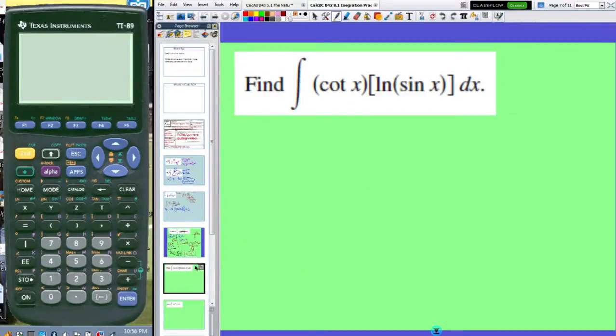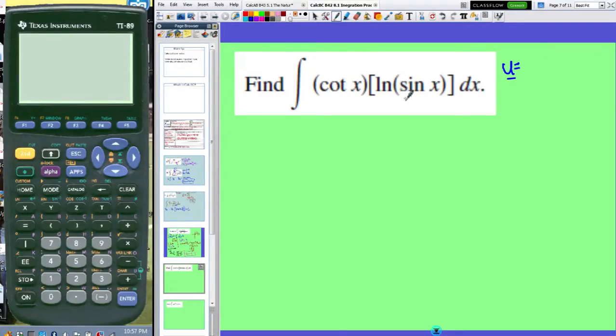Next one. Find this integral right here, integral of cotangent of ln of sine of x. If I'm looking at a problem like this, I am thinking U-substitution, especially when you see logs and something outside of logs. That's a good guess. And a good guess of what your u is going to be is whatever's inside that log.